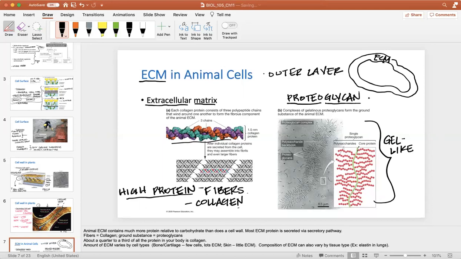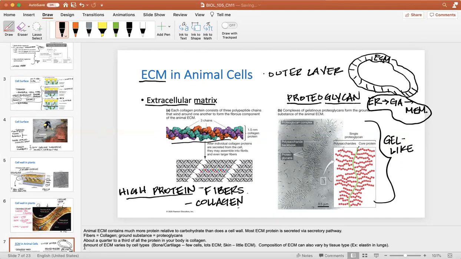That was an exam question for you. And if you remember, the secretory pathway is how we make and secrete proteins. Starts out in the ER, goes to the Golgi apparatus, and then goes to the membrane, where through exocytosis, proteins get spit out. So that's exactly how you end up with all the proteins in this extracellular matrix here, okay? About a quarter to a third of all the protein in your body is collagen.